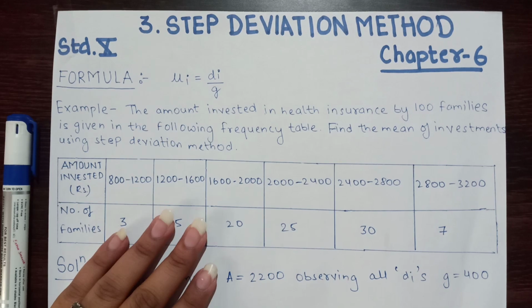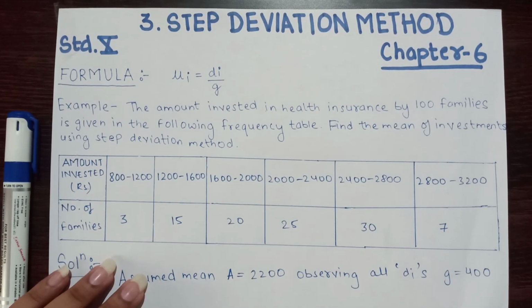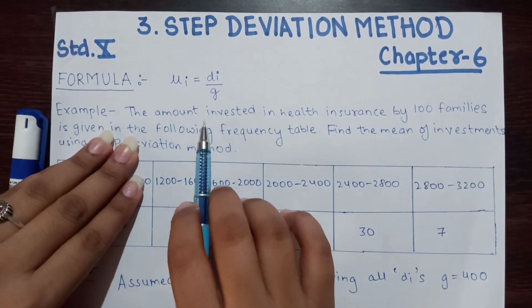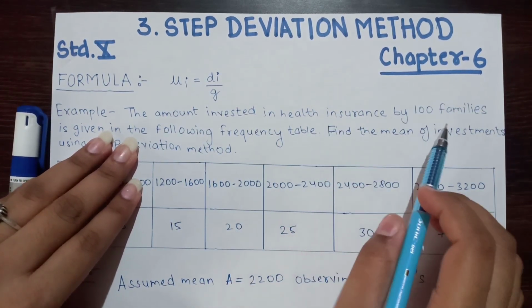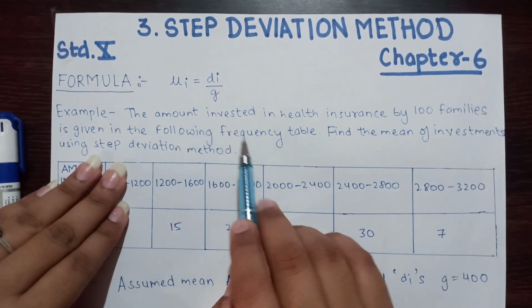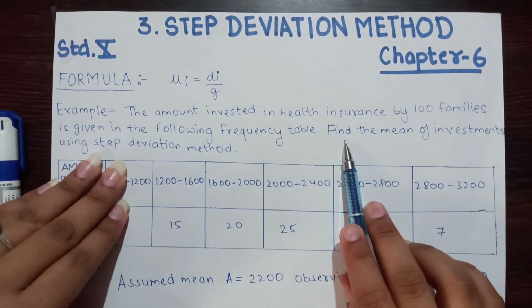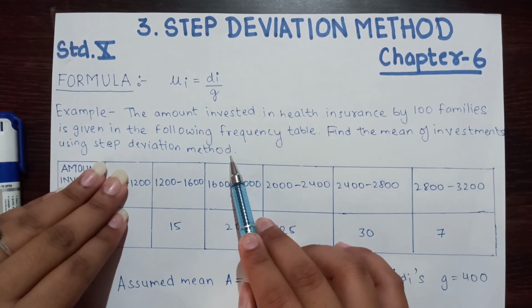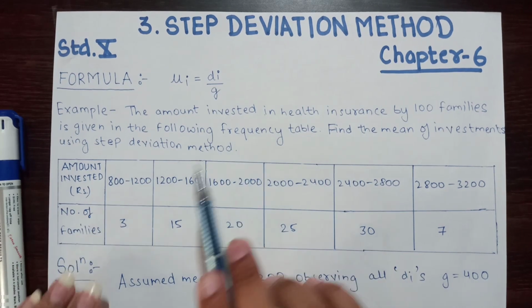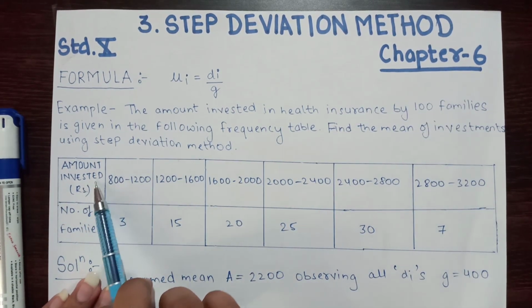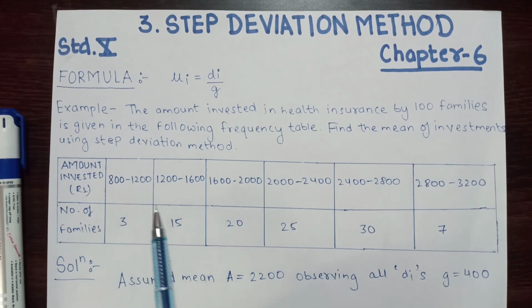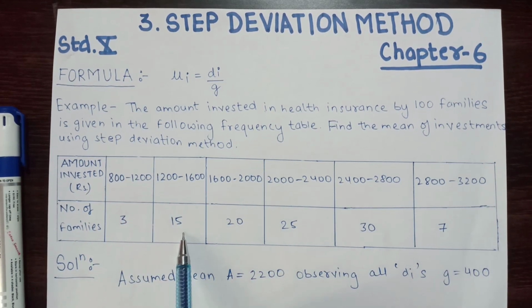So let's start. So here is the example I have written over here. Let us read. First, the amount invested in health insurance by 100 families is given in the following frequency table. Find the mean of investments using step deviation method. So here we are going to use step deviation method. Here is the table, as you can see. Here it is the amount invested in rupees and here the number of families. So they have given the data. Now we will find the solution using step deviation method.